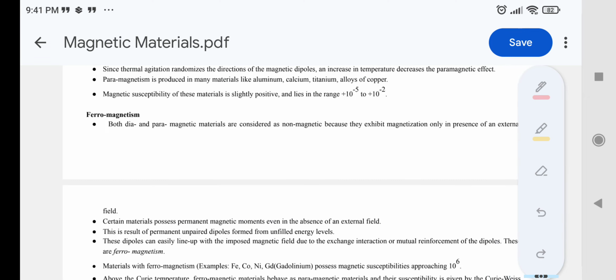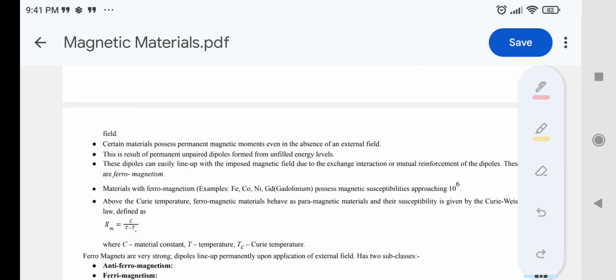because they exhibit magnetization only in the presence of an external field. Certain materials possess permanent magnetic moments even in the absence of an external field. These result from permanent unpaired dipoles formed from unfilled energy levels. These dipoles can easily line up with the imposed magnetic field due to the exchange interaction or mutual reinforcement of dipoles. These are called ferromagnetic. The susceptibility range is very much positive, about 10 raised to 6.